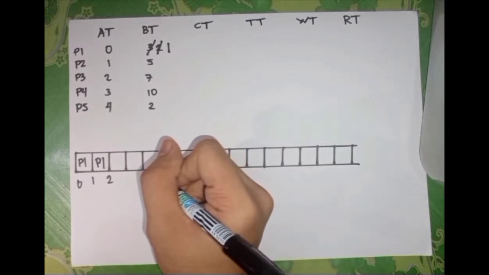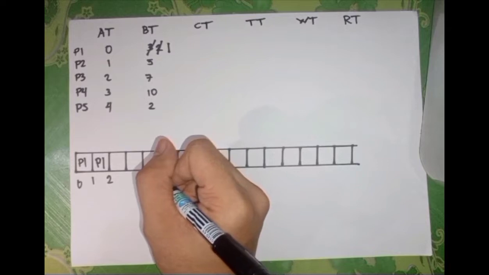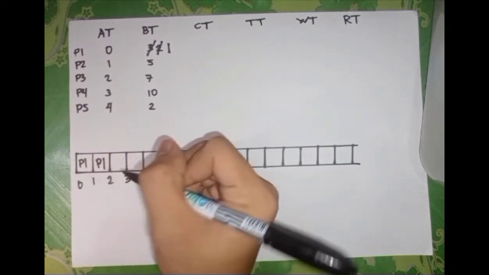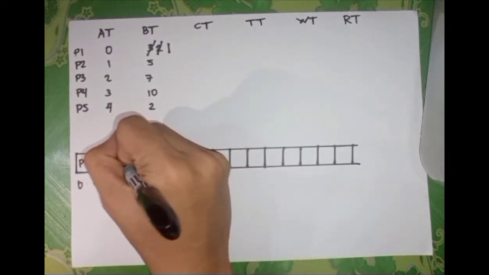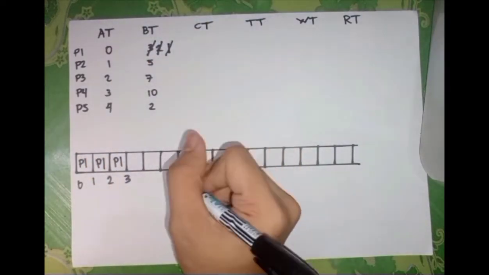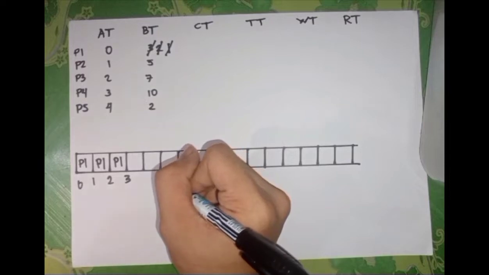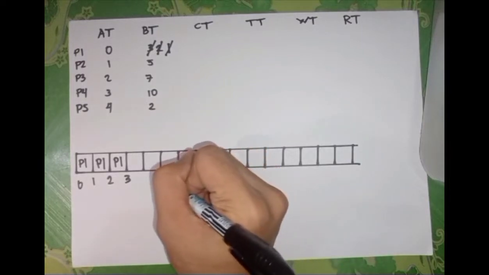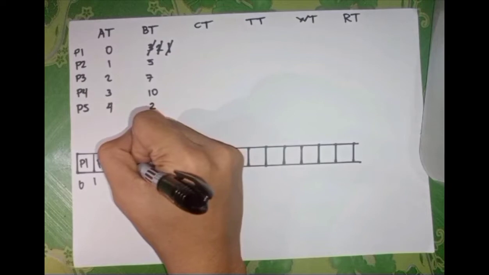Its burst time is reduced to 1, and at this point P3 and P4 arrive to the system. We now compare and can see that P1 has the shortest remaining time. It's scheduled for 1 time unit, and at this point it is out of the system.